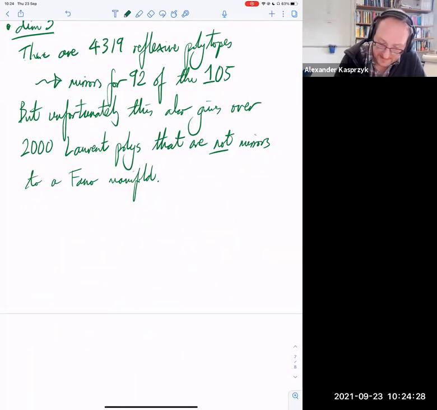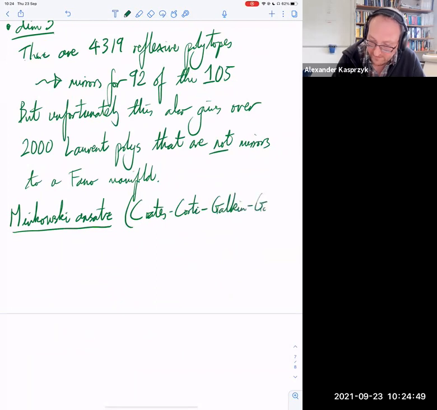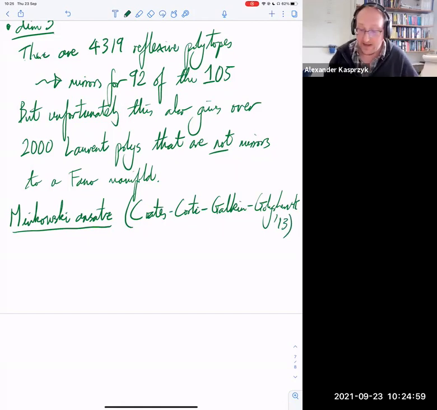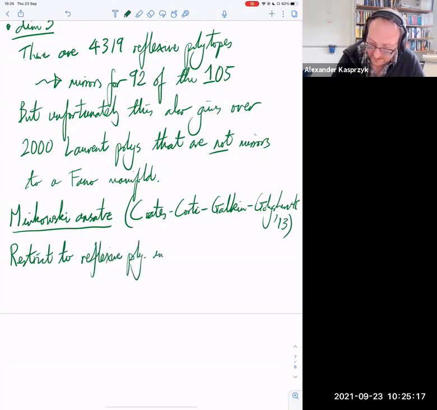Okay, so the next evolution of this ansatz, I guess, is the Minkowski ansatz. And this is due to many people, so Coates, Corti, Galkin, Golyshev, Kasprzyk, and I guess the paper was published in 2013. Okay, and so this is inspired by work by Klaus Altmann, but it's only a 3-dimensional ansatz. So we're going to restrict to reflexive polytopes again in dimension 3.